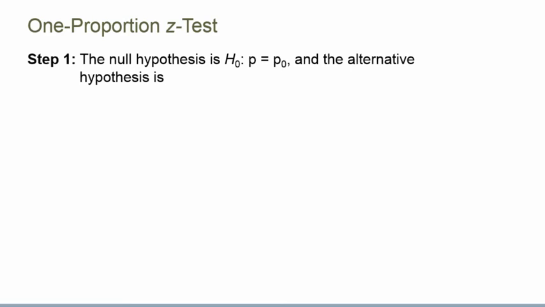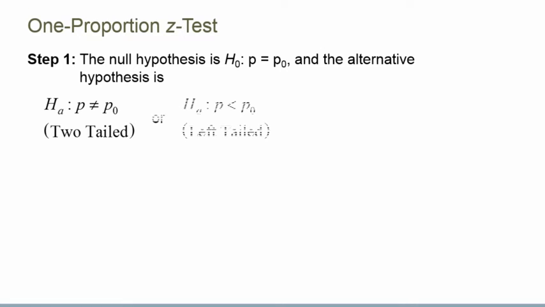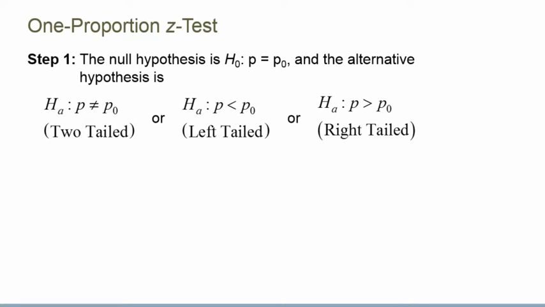One proportion Z test. Step 1. The null hypothesis H sub 0: P equals P sub 0, and the alternative hypothesis is H sub A: P does not equal P sub 0 for a two-tailed test, or H sub A: P is less than P sub 0 for a left-tailed test, or H sub A: P greater than P sub 0 for a right-tailed test.